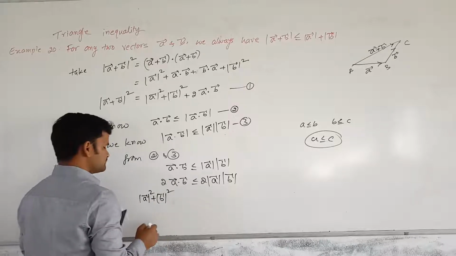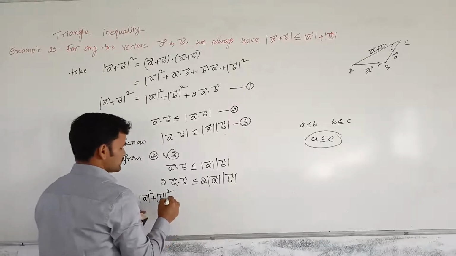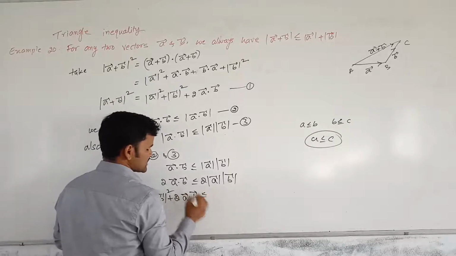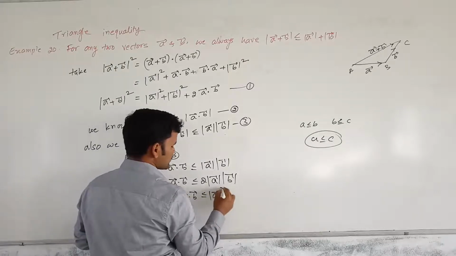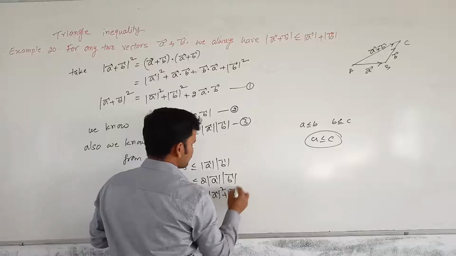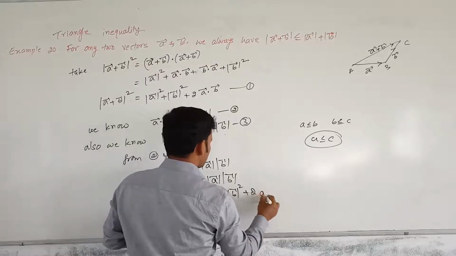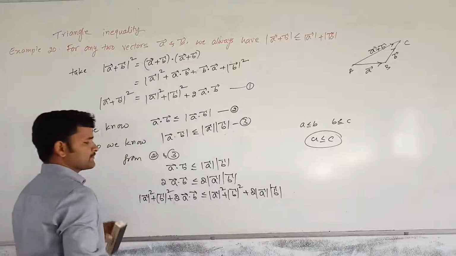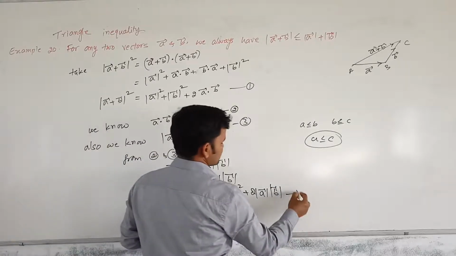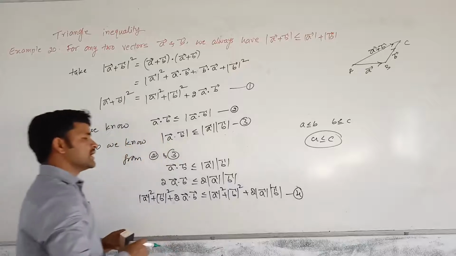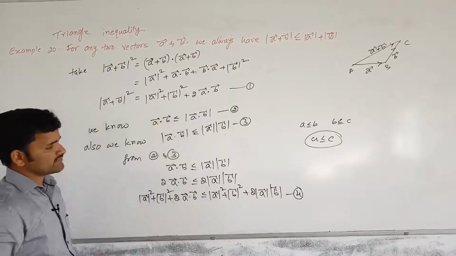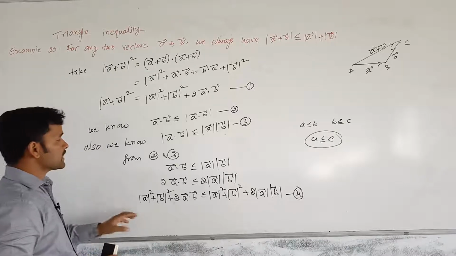This equation will be magnitude of a square plus magnitude of b square plus 2 times a dot b, which is less than or equal to magnitude of a square plus magnitude of b square plus 2 times magnitude of a into magnitude of b. Let me take this as equation 4. Now here 1 and 4 you observe. You observe equation 1 and equation 4. What are they saying there?